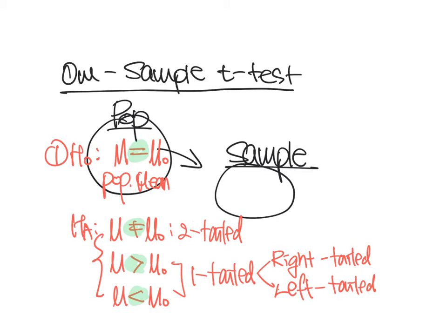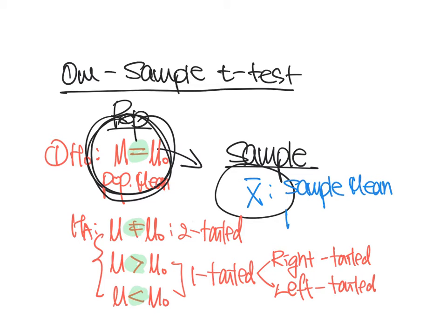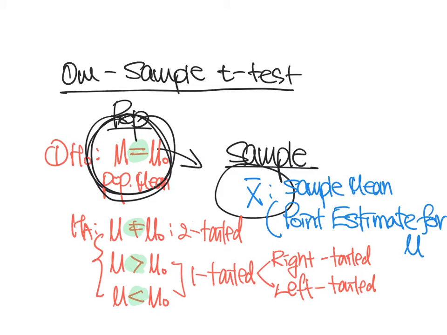But the problem was we don't know anything in the population. So always we played with the sample. Now we can take the sample mean, because the sample mean, X bar, is the point estimate for the unknown population mean.